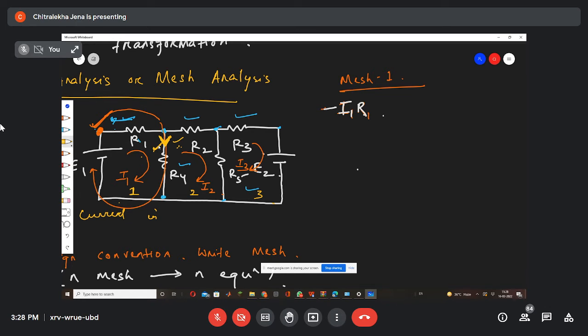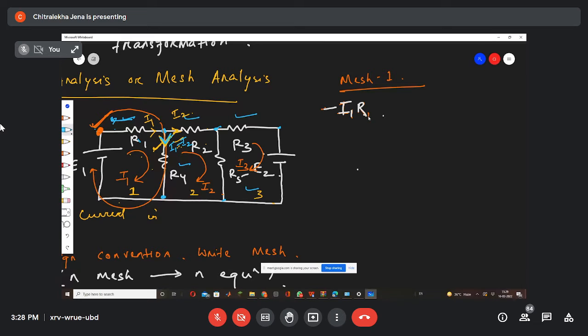So I1 is flowing in mesh 1, I2 is flowing in mesh 2. I1 is flowing in the clockwise direction, so this is I1. I2 is also flowing in the clockwise direction, so I2 is flowing in this direction. So what will be the current in the common branch, tell me? It is going downward. I1 minus I2.